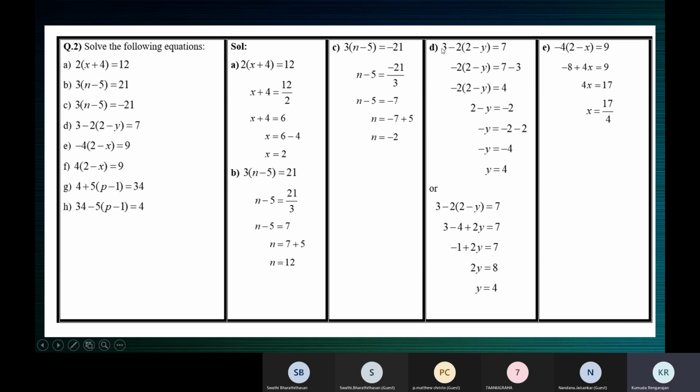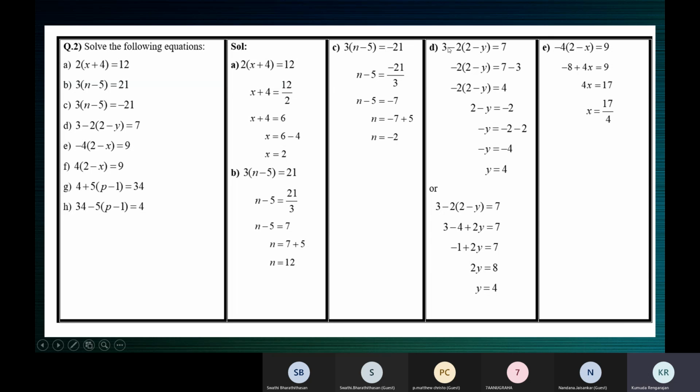Okay. So 3 minus 2 of 2 minus y. 2 of 2 minus y is an expression. So what you should understand is, like 2 of x plus 4, this is one term. 2 into this is one term. 2 of x plus 4, 3 of n minus 5, 2 of 2 minus y. So this is one term. 3 is the other term. They are separated by minus sign.